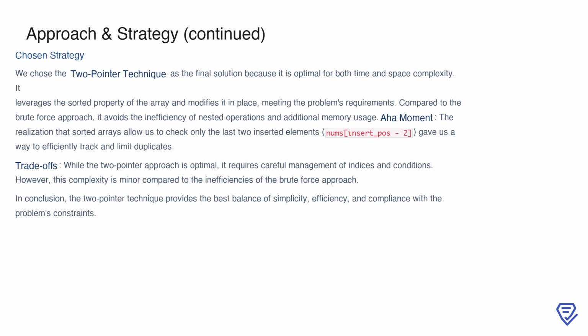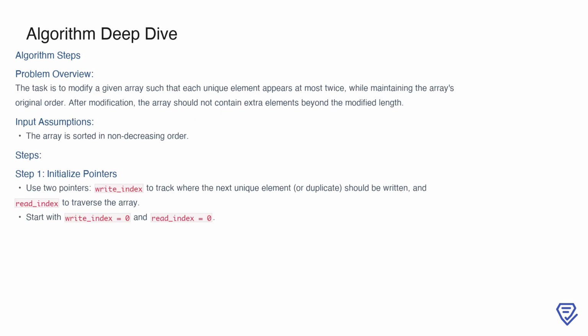ideal solution. In this problem, our goal is to modify a sorted array so that each unique element appears at most twice, while preserving the order of the elements. After the modification, the array should not contain any extra elements past the final valid length.